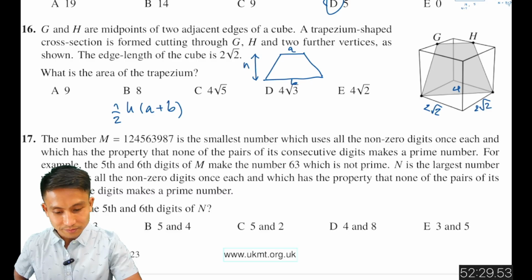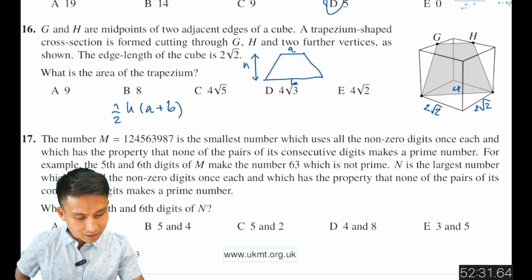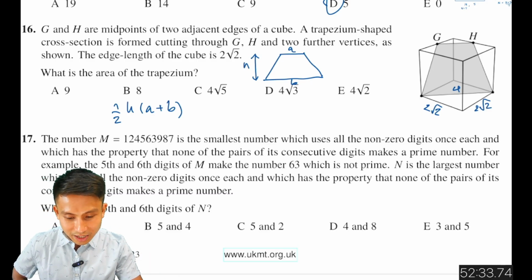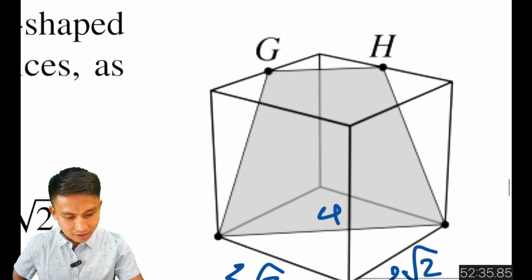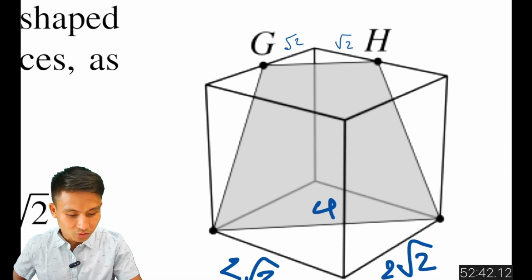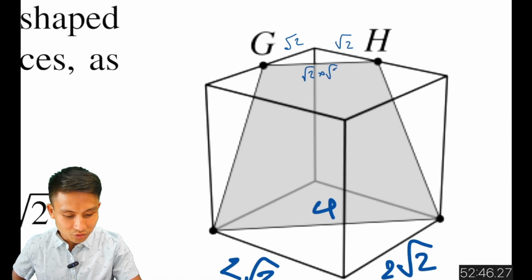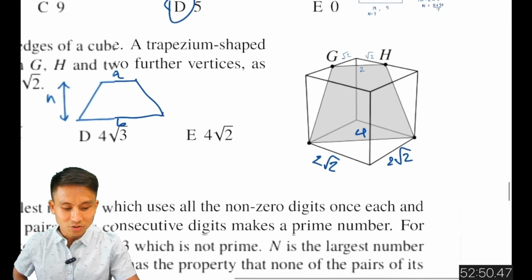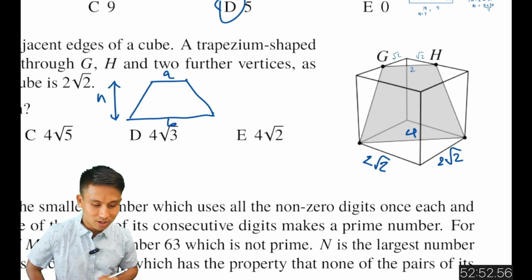And then we already know that that is 4. Well, G and H are midpoints, so that means, if I zoom in here, the whole thing is 2 root 2, so this is just root 2. This is also root 2. Then, using the same trick, root 2 times root 2 gives me 2 here. So the top is 2, the bottom is 4. We are good now, almost good.